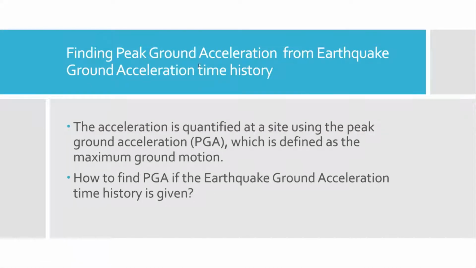Now, finding the peak ground acceleration from earthquake ground acceleration time history data. The acceleration is quantified at a site using the peak ground acceleration, which is defined as the maximum ground motion. So how do we find the peak ground acceleration if the earthquake ground acceleration time history is given? We will see this in MATLAB.